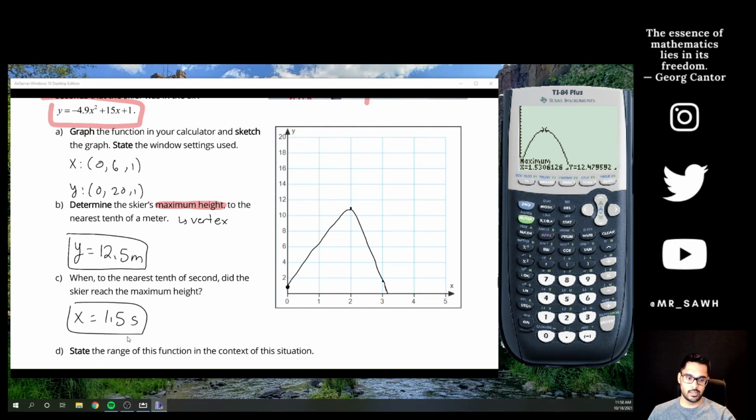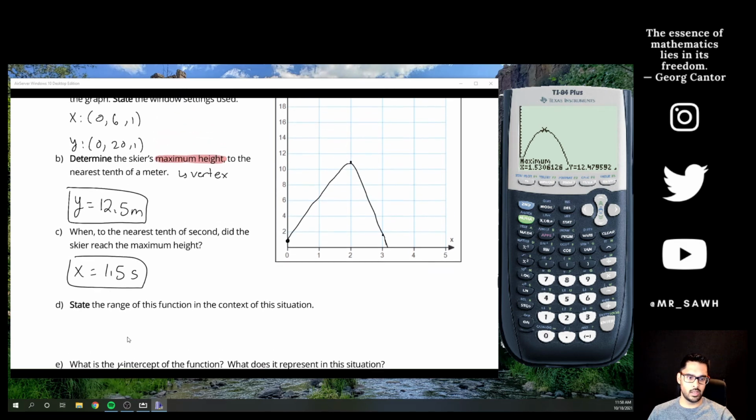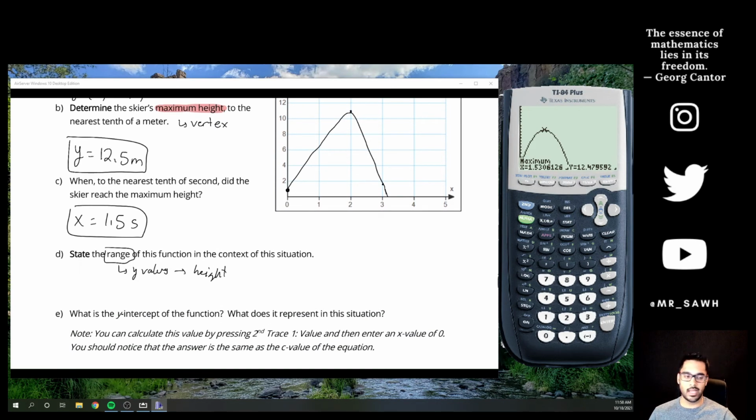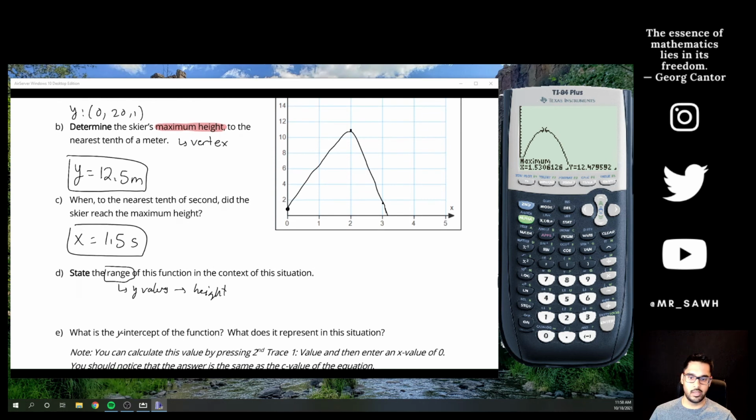State the range of this, and then we'll do, I think, domain as well. But the range of this, range talks about Y values, right? Which is really us talking about height here. So I know that the lowest height this could be is, well, 0. They could be at ground level.